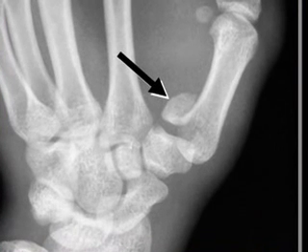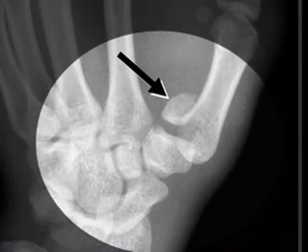Here's another example of a Bennett fracture. The black arrow is pointing to portion of the base of the thumb which remains with the trapezium while the remainder of the thumb is displaced and dislocated laterally.